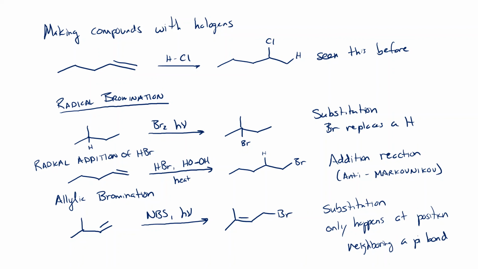I'm going to stop this video here, and we'll talk about other ways of introducing halogens in other video lectures for this week. So in the next couple lectures, we're going to go through each of these mechanisms. We're going to do radical bromination, allylic bromination, and radical addition of HBr. So those will be the next three videos. So watch for those.